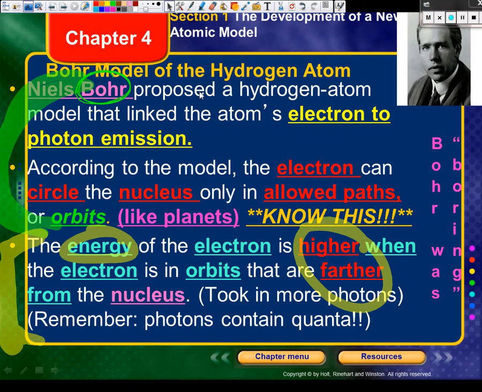So, it took in more photons. Remember, photons contain quanta and all that good stuff. So, essentially what he was saying is that electrons have the ability to go upstairs. Okay, and every stair was a different orbit. But again, the key part is, does it require energy to go upstairs? How much energy? That Q word. A quantum of energy to get from stair to stair.